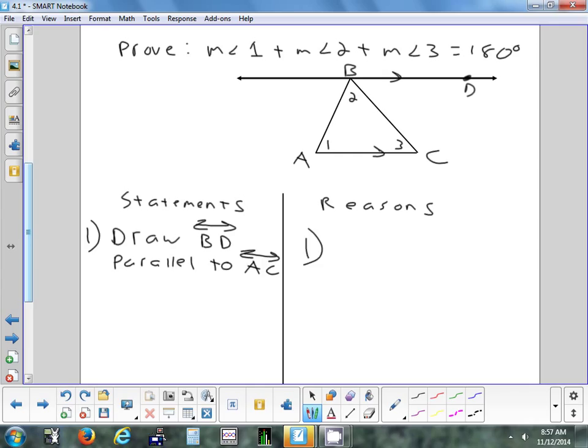The reason? That's the parallel postulate, or you could say it's the parallel construction. If you're given a line and a point, there is exactly one line that goes through that point parallel to the given line. And I just drew it.